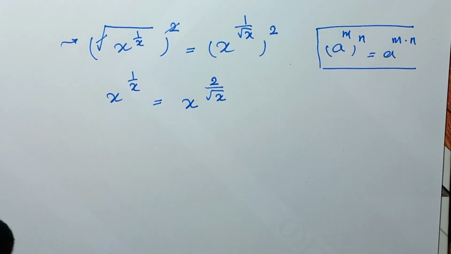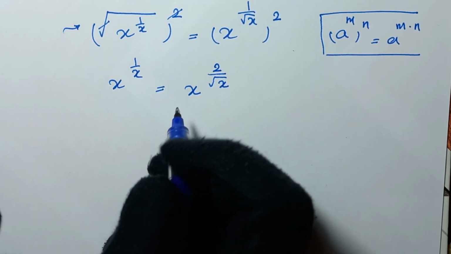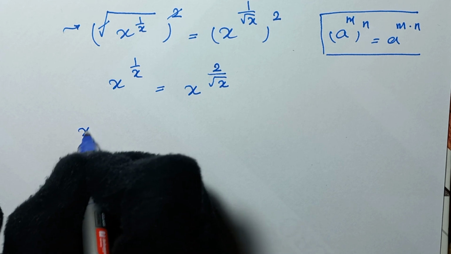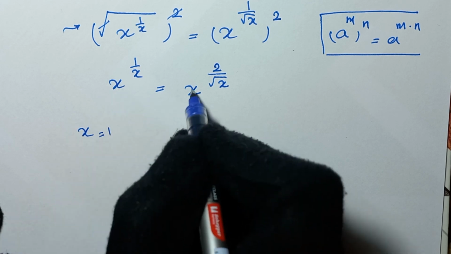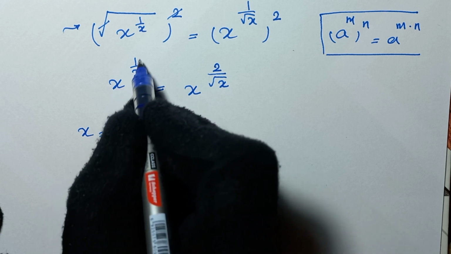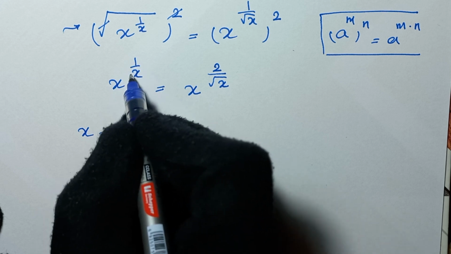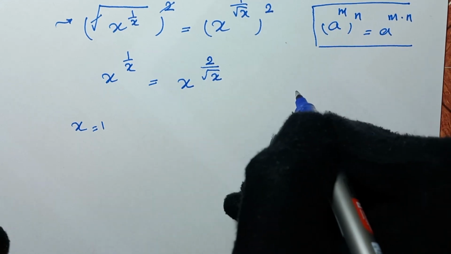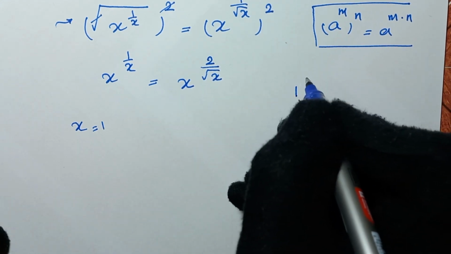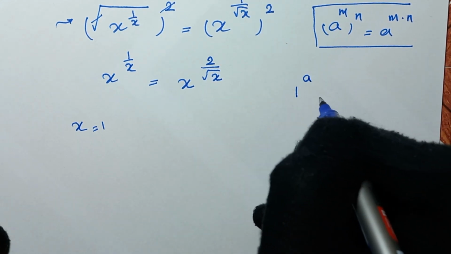So in here, our first answer for x is 1, right? Because 1 base is x, right? This base and this base is x. So 1 to power of any number, such as 1 over x or 2 over square root of x, is equal to 1. We write in here, 1 to power of any number a is equal to 1.